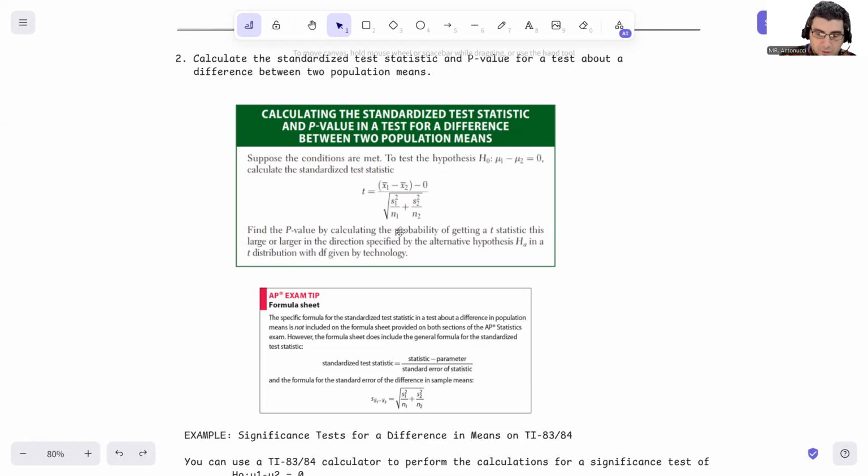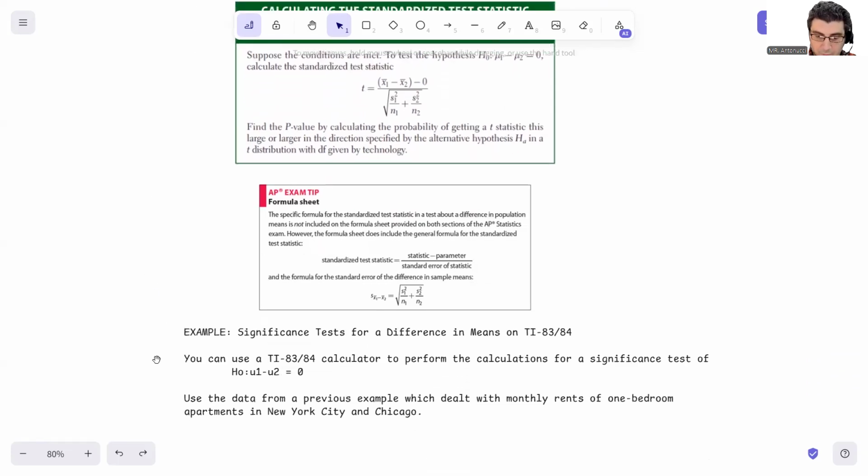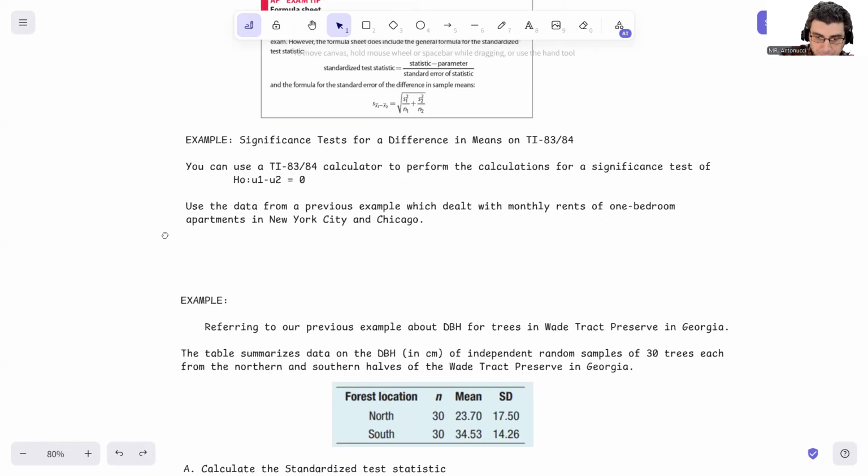Now, a note: this specific formula is not on the AP formula sheet for the AP exam. However, the general formula for how to get the standardized test statistic is always the same form: statistic minus parameter divided by the standard error of the statistic. And the formula for the standard error of the difference in sample means is also on there. You just have to know how to combine those in order to get the standardized test statistic for a difference between two population means. Okay, so let's take a peek at an example.